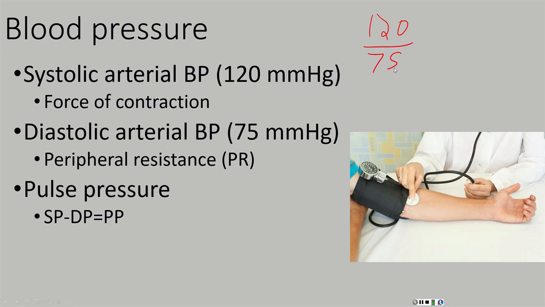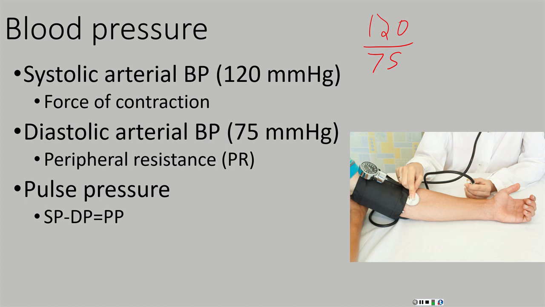The bottom number, 75 mmHg, is called the diastolic arterial blood pressure. This is the pressure in the aorta when the ventricle is in diastole. When the ventricle is in diastole, it's not pushing any blood into the aorta, so the aorta is not receiving any blood. Pressure drops, but it doesn't drop to zero. It still has blood inside of it.